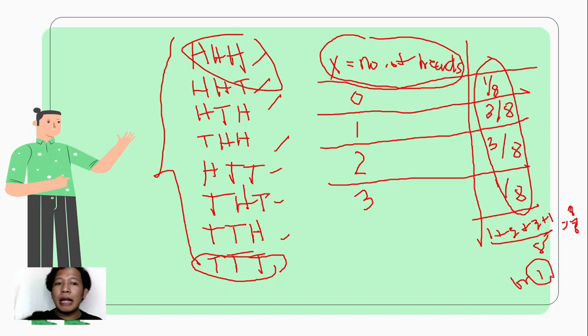Alright, given your random variable, and then we have the outcomes, and then you have the probabilities, the probabilities should sum up to 1. And that's how we illustrate the probability distribution of a discrete random variable.